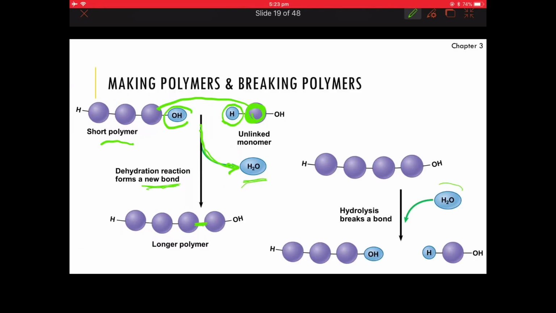But when water is being added again, the reaction of adding water is called hydrolysis. When water is being added, the bond is broken. That's because you provide the H and the OH and you allow the bond to break. So this bond that you formed, now you can break it once you have added H2O.